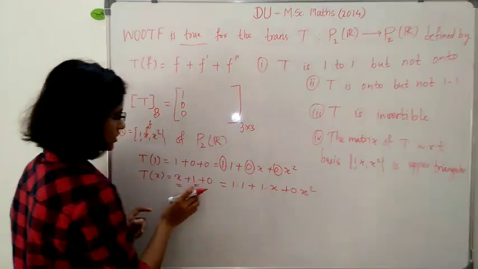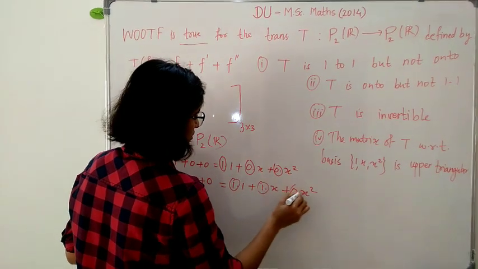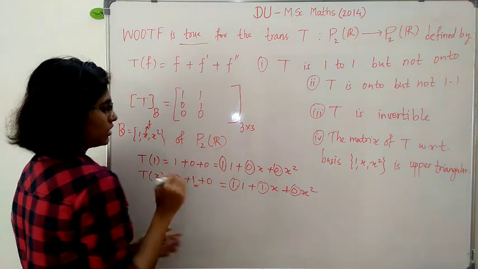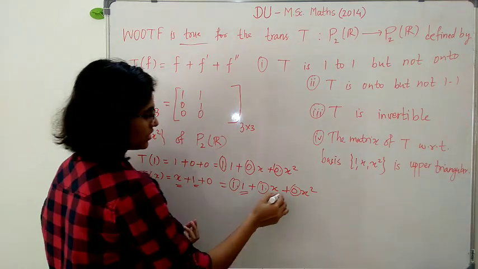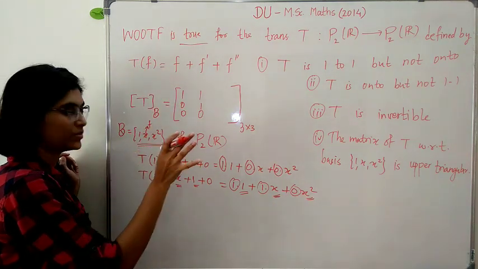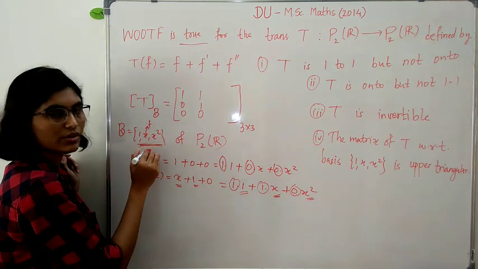There is no term x square here, so this is 0 into x square. So take these coefficients and write these coefficients vertically. And this order is important, right? You first take 1, then take x, then take x square, because we have fixed this basis. So we must take the linear combination according to this order only.